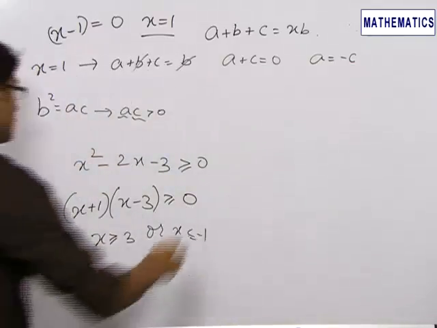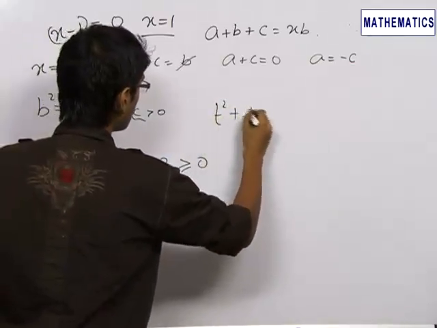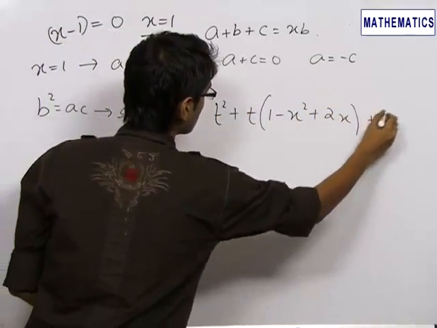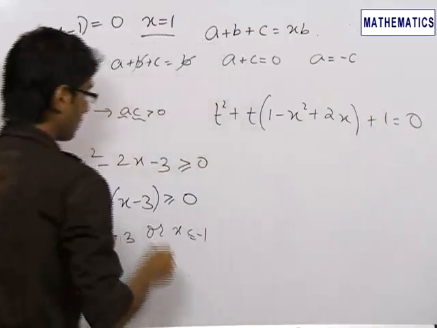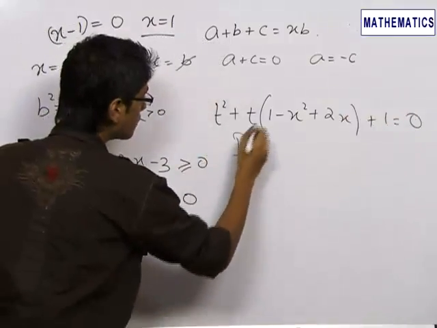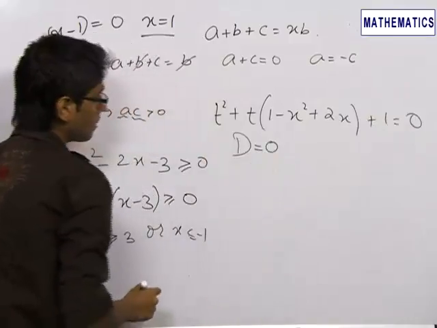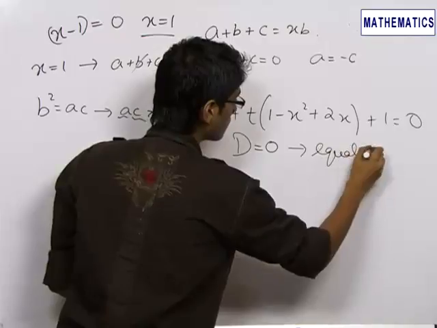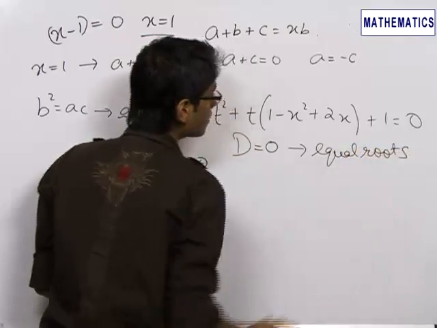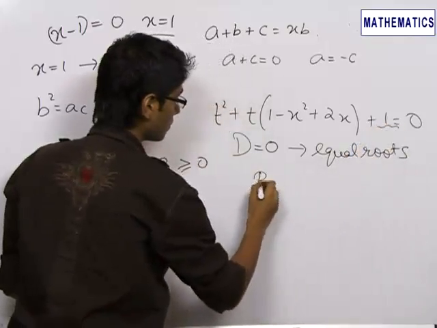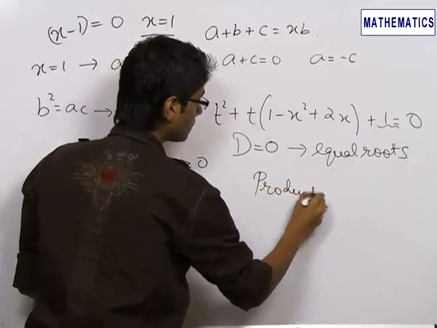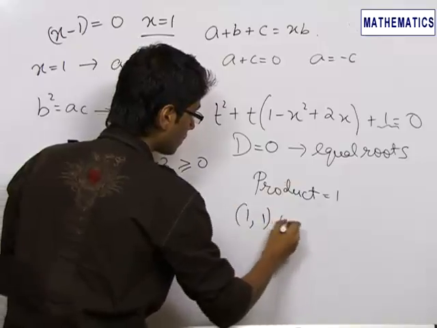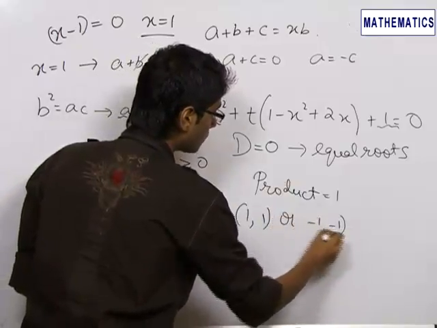But one thing we should remember: for t² + t(1 - x² + 2x) + 1 = 0, if the discriminant of this equation is equal to 0, this means the equation has equal roots, and since the product of roots is equal to 1, either the roots will be equal to 1 and 1 or -1 and -1.